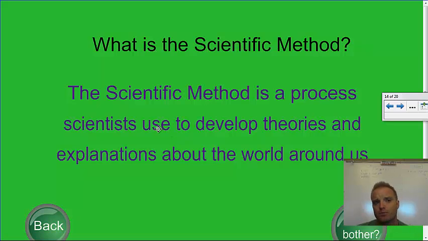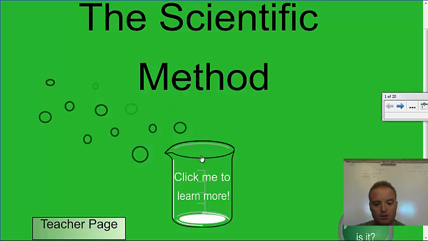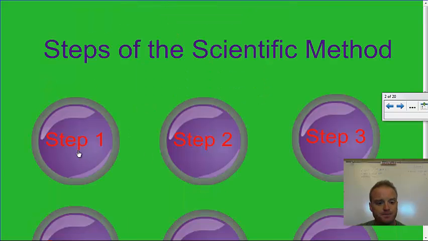And so we're going to give you a list of about 6 steps. Are there sometimes more or less? Sure. But this is kind of the general process that scientists use to conduct experiments. So, the scientific method. We're going to click on the beaker to learn more.